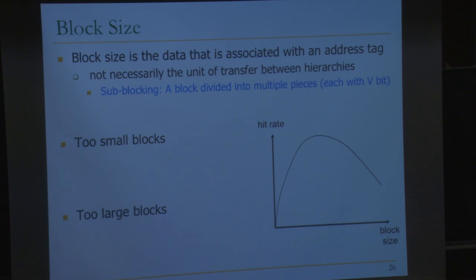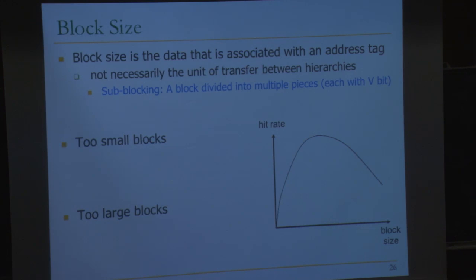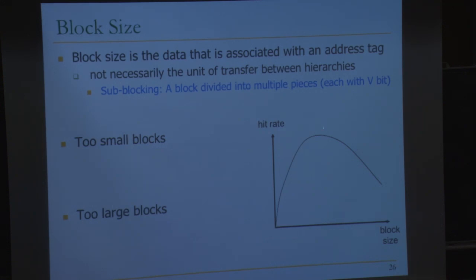And a block is divided into multiple pieces in a sub-blocked or sector cache. But if you plot the performance with block size, this is what you would get on average. As you increase the block size, the hit rate starts increasing because you exploit spatial locality better. But after a point, your hit rate starts reducing because now you have too large blocks.